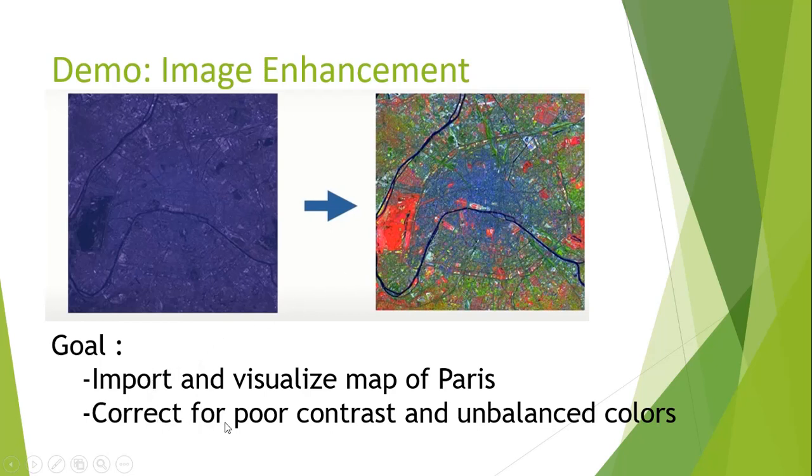Two, we want to correct for poor contrast and unbalanced colors. You'll see that this has a poor contrast and the colors are not balanced, and we want to come to something like this that has shades of green, we have blue, we have shades of red, a little more colors have been able to show up. So it's very important for us to understand our purpose as we look at image processing.